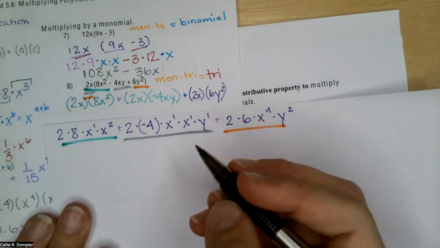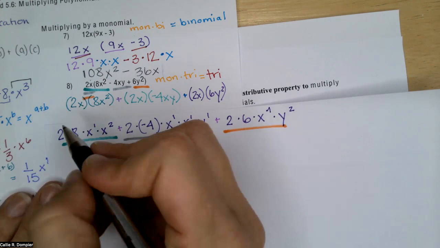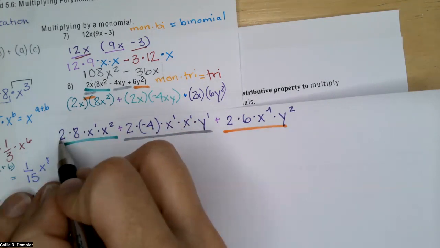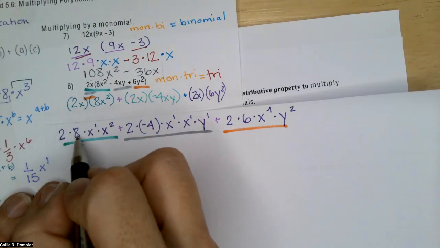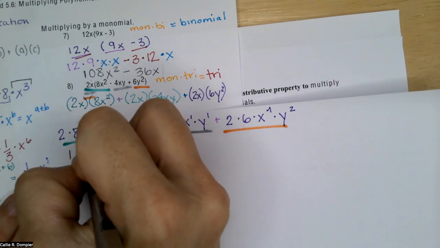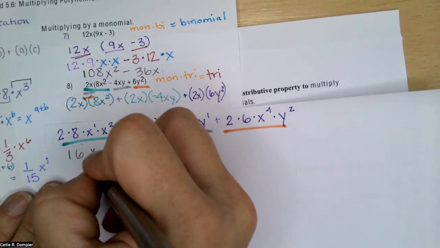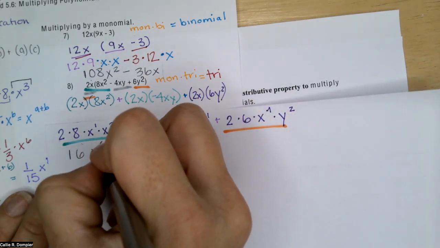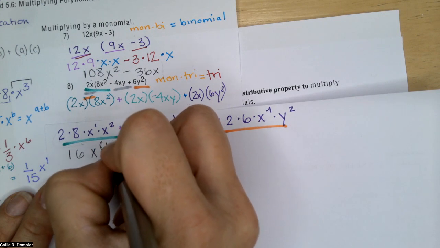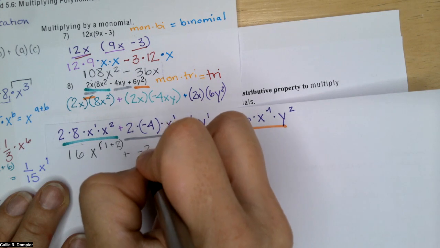That was the hardest part, I think. The part you're most likely to make a mistake, I would say, but it depends. Now we're just going to simplify. 2 times 8 is 16. This is the same base, so I'm just going to use the rule for multiplying exponents, which is you keep the base and you add the exponents because the bases are being multiplied. 2 times negative 4 is a negative 8.